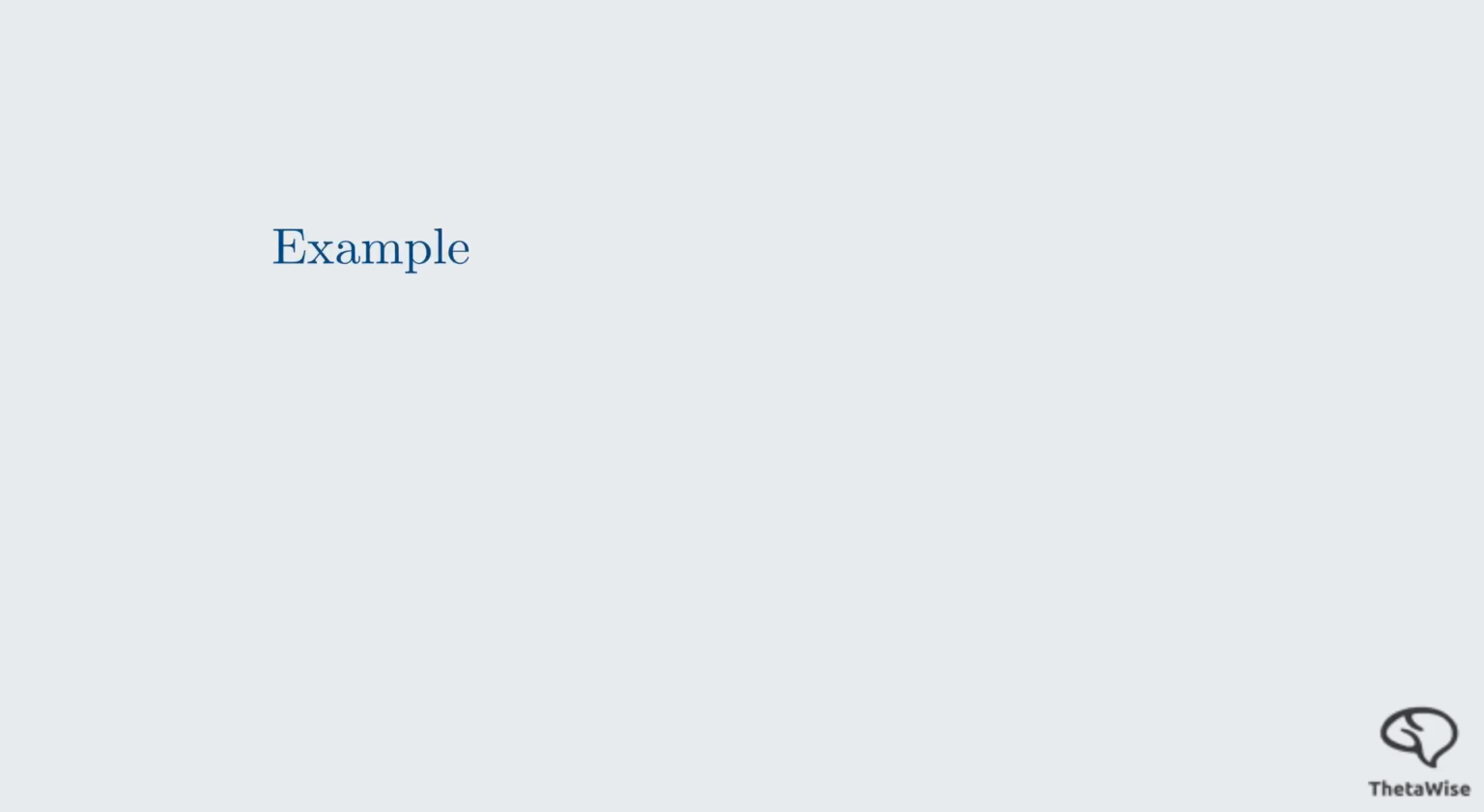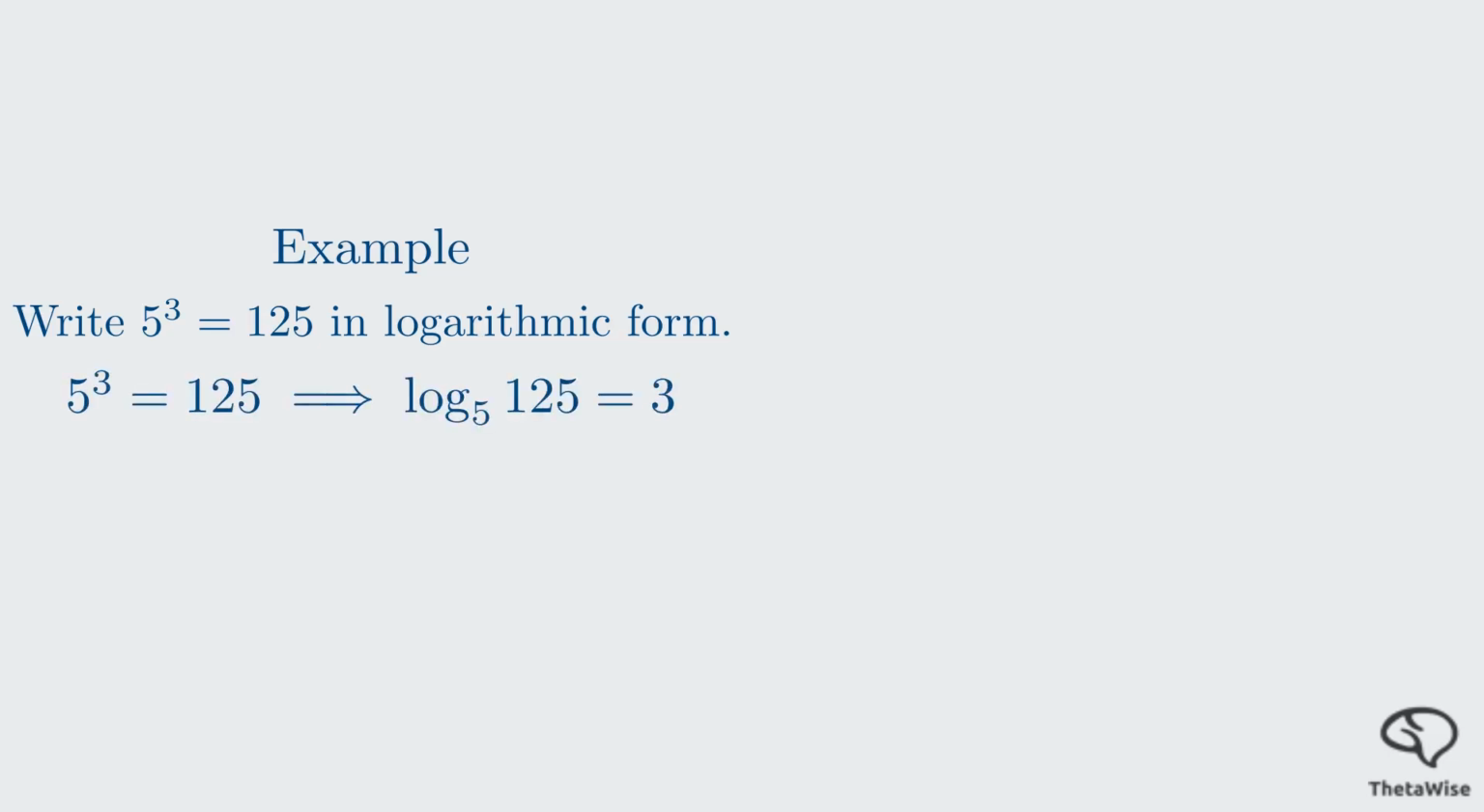Let's apply this conversion immediately to build fluency. Take the base, which is 5. In the log form, it stays as the base. The power, 3, becomes the result. So, log base 5 of 125 equals 3. This literally means 5 raised to the power of 3 gives 125.